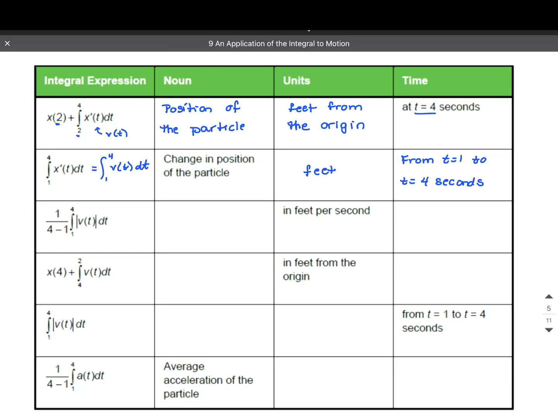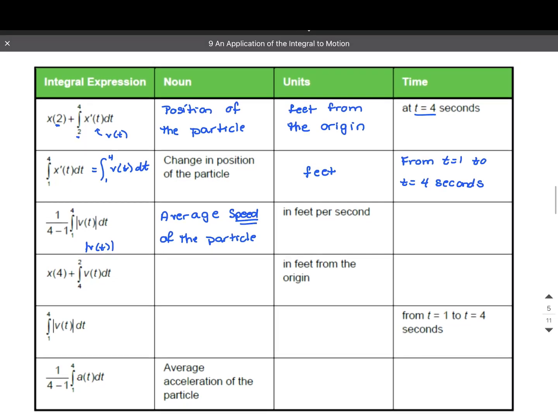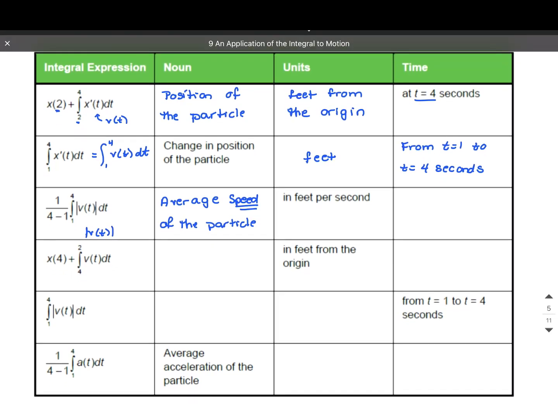All right, now look at the next one. 1 over 4 minus 1 times the integral of 1 over 4. That's an average value. And it looks like it would be velocity, but it's not average velocity because what is the absolute value of v of t? That's speed. So this is the average speed of the particle. And notice the units are in feet per second, which means you would have to decide between velocity or speed. And this is happening between time equals 1 and time equals 4 seconds. And don't forget the unit on the time.